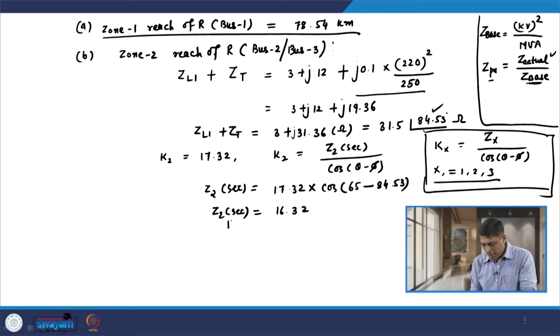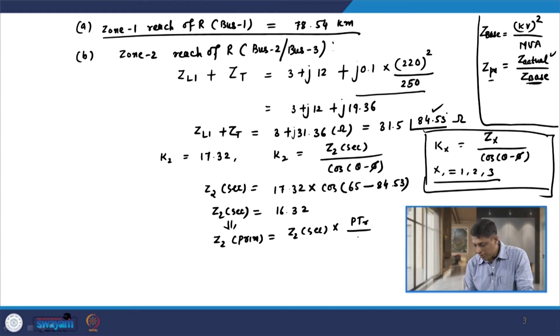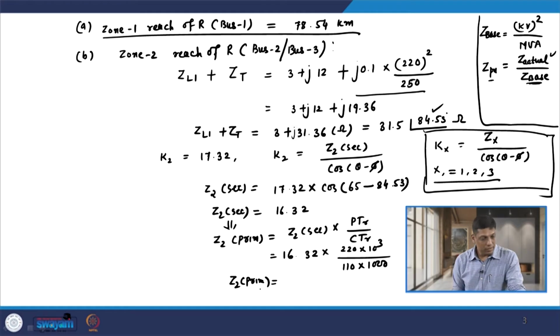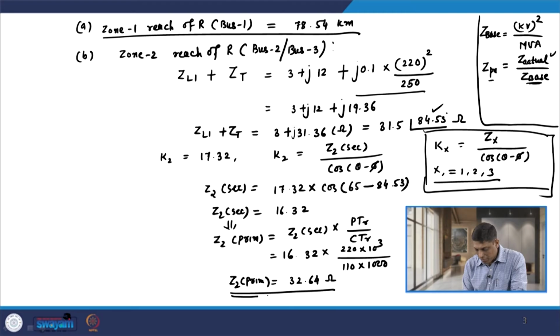So, based on this you can easily find out the Z2 primary, which is equal to Z2 secondary into PT ratio divided by CT ratio. So, if I put this value 16.32 into PT ratio, that is 220 into 10 raised to 3 divided by 110 into 1000 by 1, the value of Z2 primary comes out to be 32.64 ohm, right. So, we have calculated the value of Z2 primary.